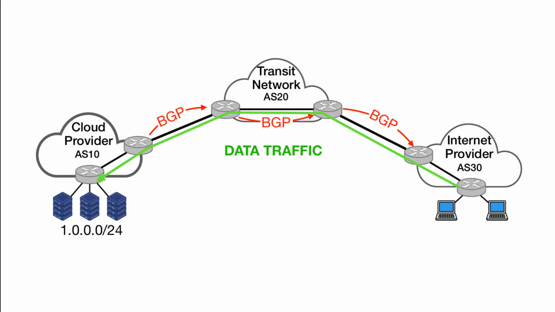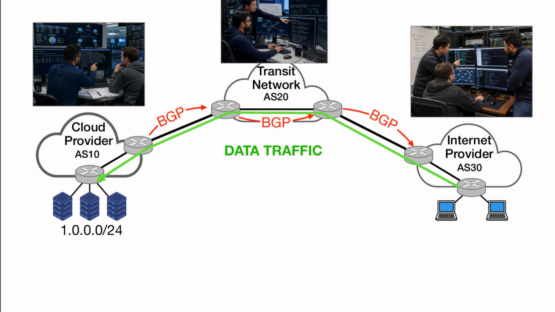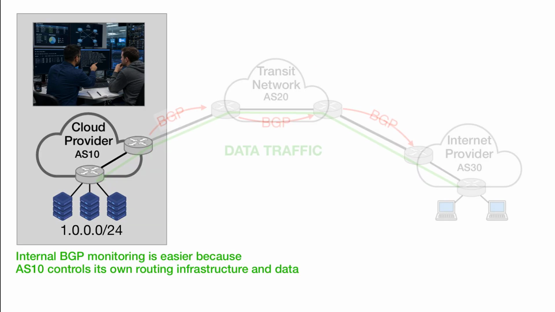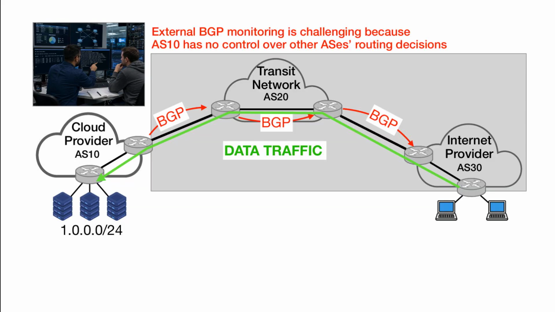The challenge is that these networks are operated independently. The team running AS10 does not control the routers in AS20 or AS30 and vice versa. Inside AS10, monitoring is easier because its operators control the routing and have access to their own data. So if you are the operator, you can just go on your router, check its logs, check the data yourself and make some decisions. But outside AS10, things are more difficult.